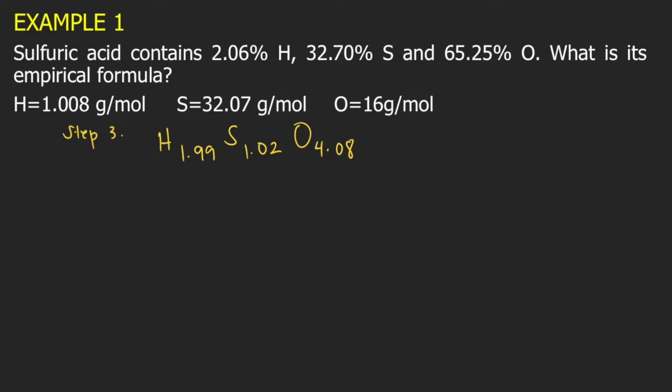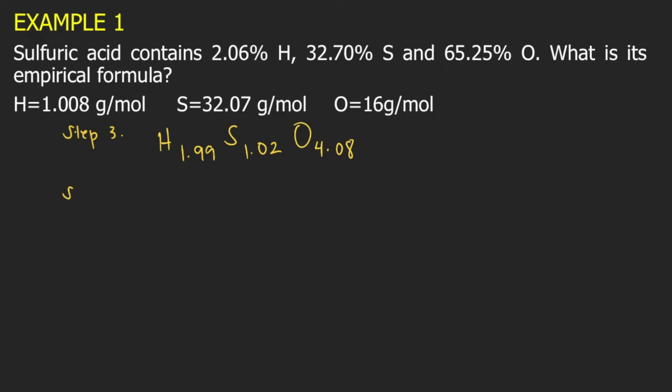And remember the third step, as I've taught you in the previous video: you put the moles you have solved as the subscript of the element. In step 2, we got 1.99 moles of hydrogen, so you put 1.99 as the subscript of hydrogen. We have 1.02 moles of sulfur, you put that as the subscript. And then 4.08 moles of oxygen, so you also put that as the subscript.